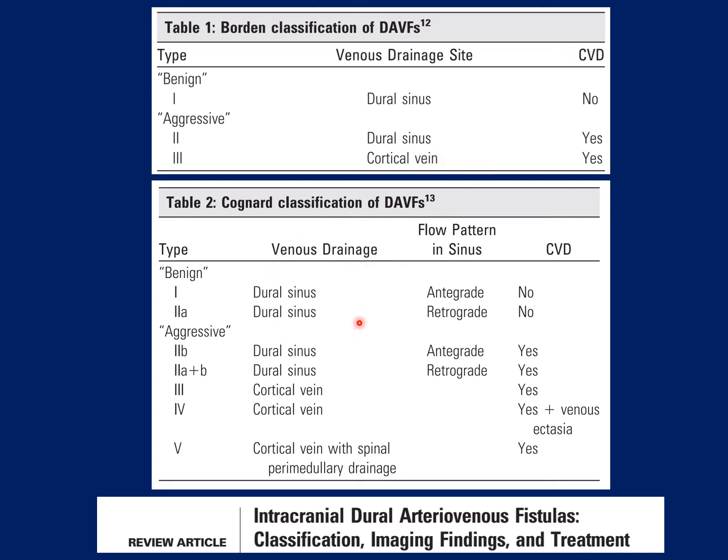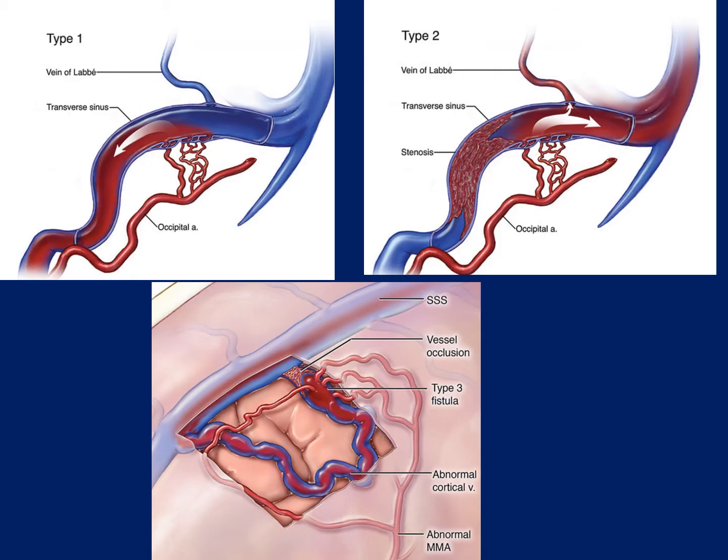A more complicated one is the Cognard classification, in which not only the venous drainage but the pattern of flow in this sinus, whether it is antegrade, the normal kind of a flow, or because of a stenosis or obstruction there is a retrograde flow, and what is the diameter of the cortical vein, whether it is dilated or it is normal. Based on that it is classified from 1 to 5. I'll just discuss Borden alone. Here it's simpler to understand.